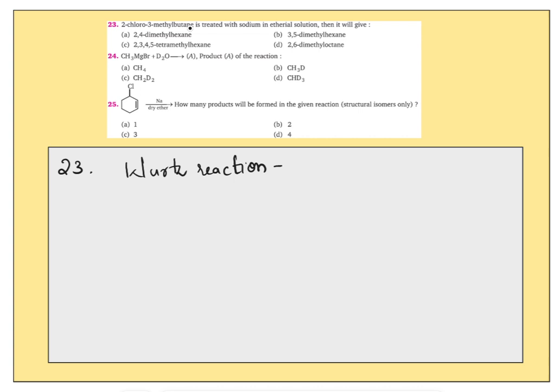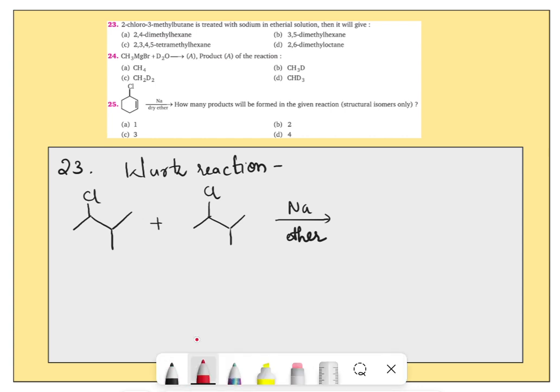First, let's convert this IUPAC name to its structure. It's 2-chloro-3-methyl-butane, right? It will react with its own type of molecule, right? So let's rewrite the molecule, and this is sodium and ether. Balancing is not important here. Now the bond formation always takes place between carbon and carbon where the halogen is located. No rearrangement, nothing here, just the bond formation.